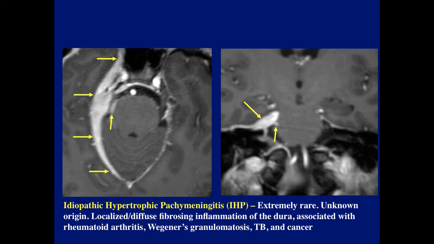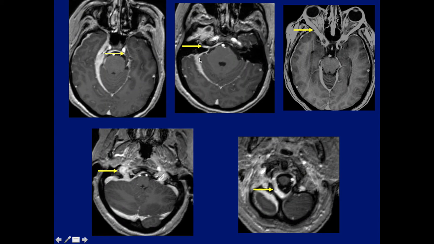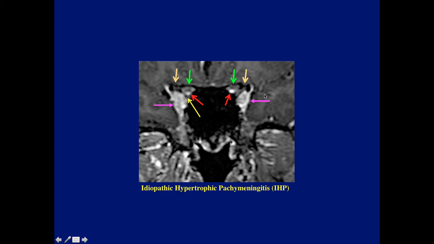In this case I showed before of idiopathic hypertrophic pachymeningitis, showed all the severe involvement of the tentorium posteriorly, and also the IAC, and within the orbit. And again, this is the case that I showed, shows the involvement of both the orbital apices, again, the ophthalmic artery within the optic canal.